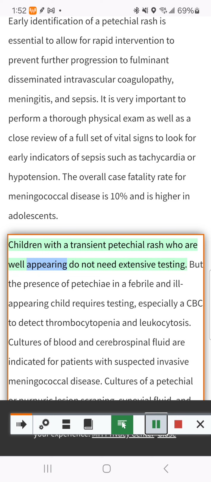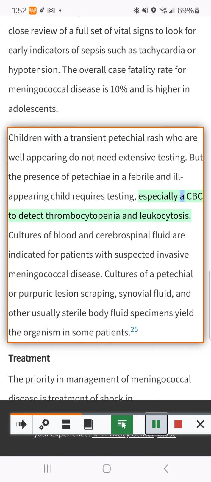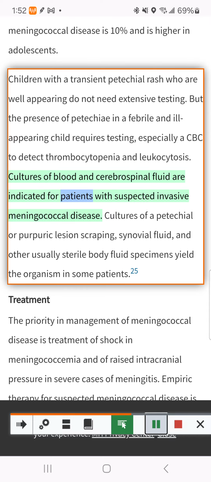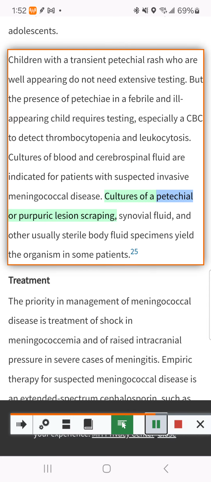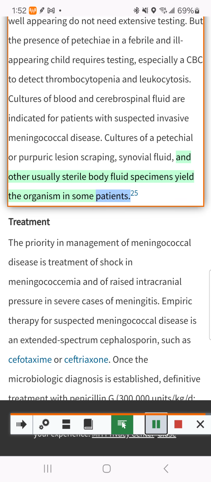Children with a transient petechial rash who are well appearing do not need extensive testing. But the presence of petechiae in a febrile and ill-appearing child requires testing, especially a CBC to detect thrombocytopenia and leukocytosis. Cultures of blood and cerebrospinal fluid are indicated for patients with suspected invasive meningococcal disease. Cultures of a petechial or purpuric lesion scraping, synovial fluid, and other usually sterile body fluid specimens yield the organism in some patients.